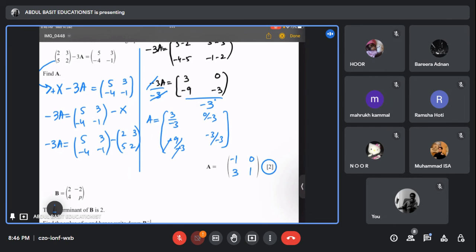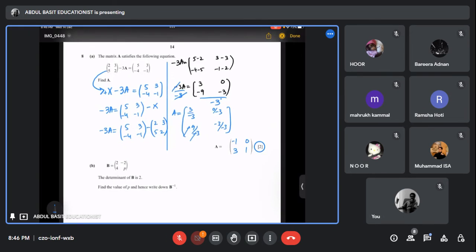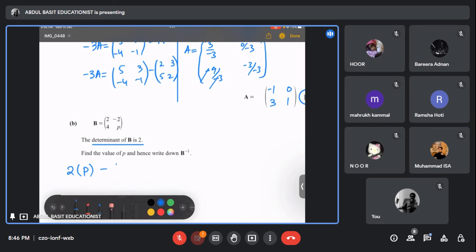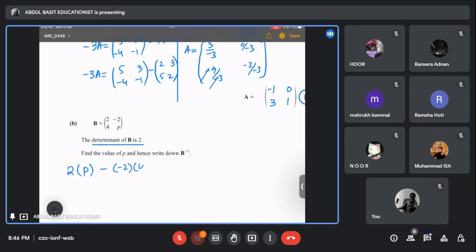Yes, sir. So I hope I'm clear with the topic and all the difficulties which we can see in the exam. Okay. Look at the question. They say that the determinant of B is 2. So determinant of B means cross multiplication: 2p minus minus 2. Okay, we have double minuses, so we have minus 2 into 4. That's the cross multiplication. That is equal to 2. So you have to find out p.